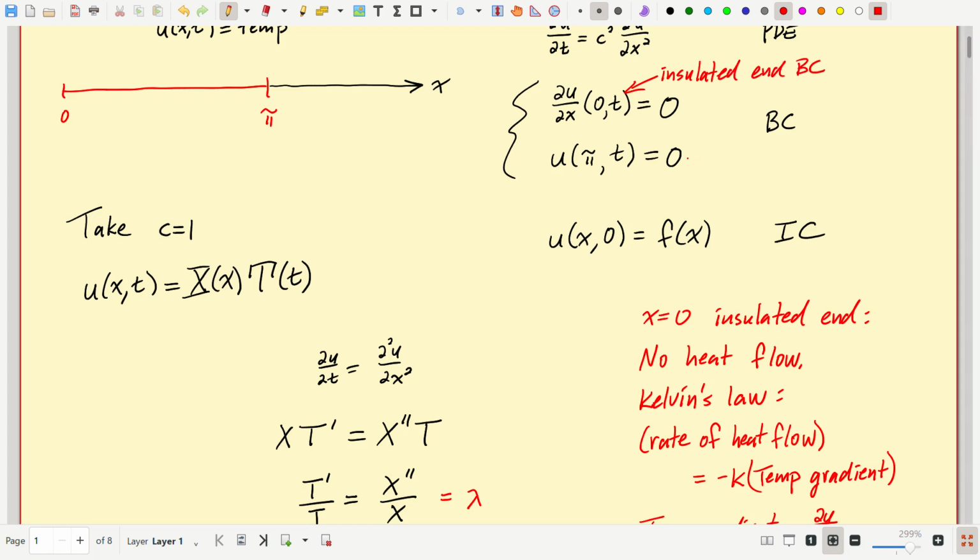And this one's called a homogeneous boundary condition because it's 0. And homogeneous are the best kind, because when you add two things together that satisfy that condition, of course, their sum also satisfies. So this is called a homogeneous boundary condition.